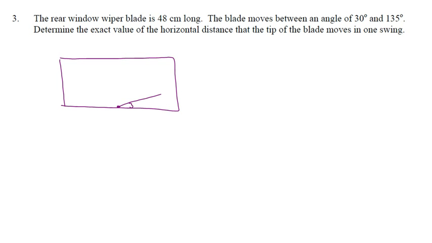Diagram. Yeah, draw a diagram. Okay, so here's the blade. This is 48 centimeters long, moves between an angle of 30 degrees. I'm just drawing a standard position angle of 30 degrees to a standard position angle of 135 degrees. Determine the exact value of the horizontal distance that the tip of the blade moves in one swing. So how are we going to figure that out? Draw a triangle between, draw a line. Draw a line from where?